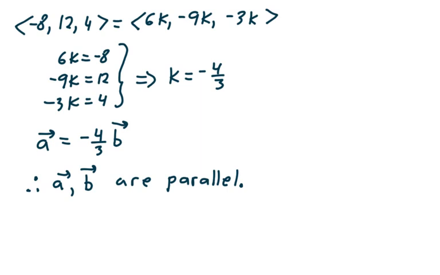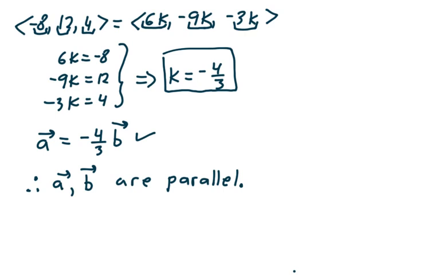So notice how I have my three equations. I set 6k equal to negative 8, negative 9k equal to 12, and 4 equal to negative 3k. And when I solve for k in each of these three equations, I get k equal to negative 4/3. And so what that tells me is that the vector a is negative 4/3 times the vector b. So in other words, I can write the vector a as a scalar multiple of the vector b. And so that tells me a and b must be parallel.